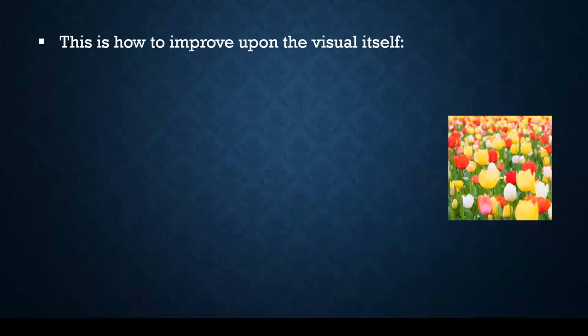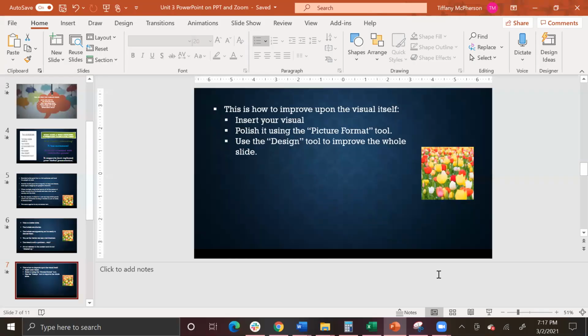So this is how you can improve upon the visual. You insert your visual, and I'm going to go through and show you how to do it. So you'll insert your visual and you'll polish it using the picture format tool, and then you can use the design tool to improve the whole slide.